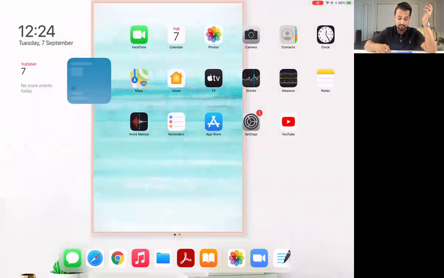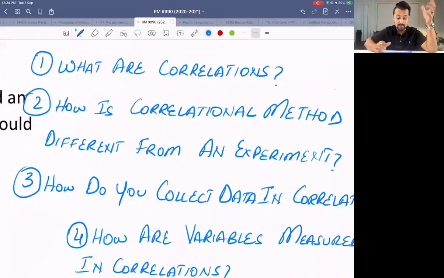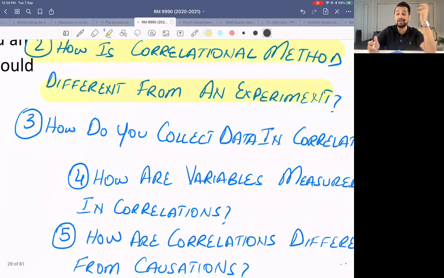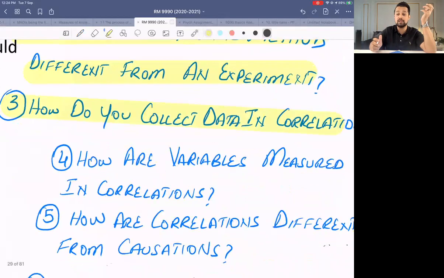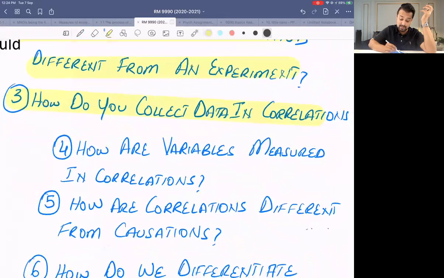I'd want you all to keep these seven questions in your mind. Number one, what are correlations? Number two, how is a correlation method different from an experiment? Number three, how do you collect data in a correlation method? Number four, how are the variables in a correlation method different from the variables that we have in an experiment?